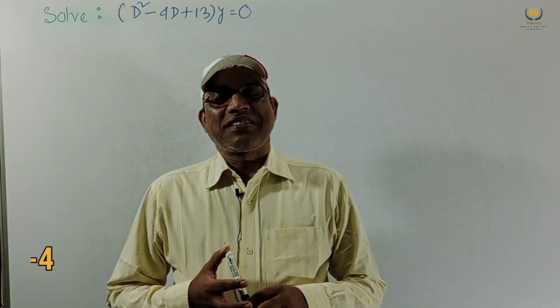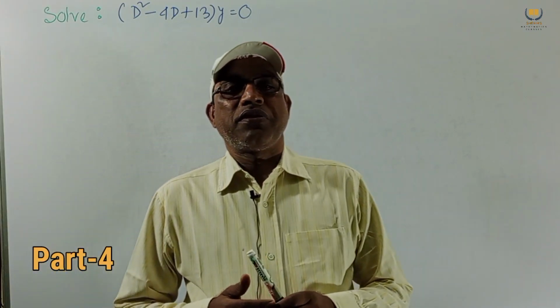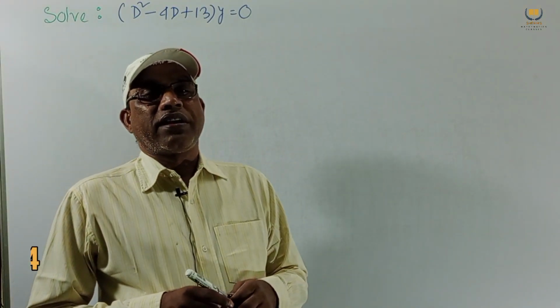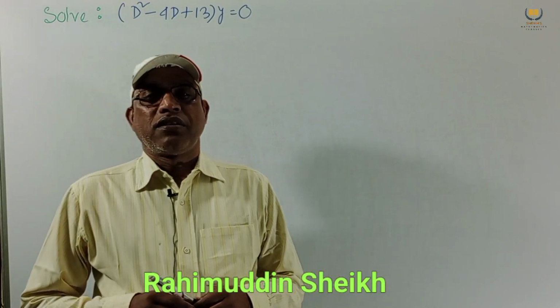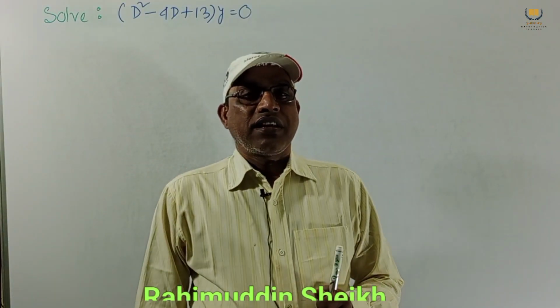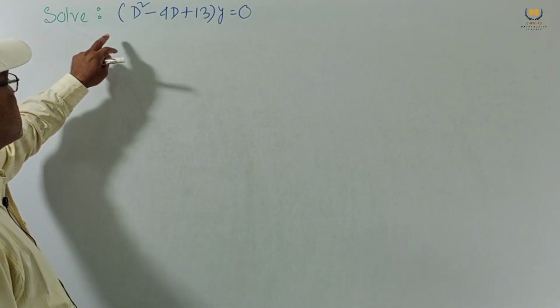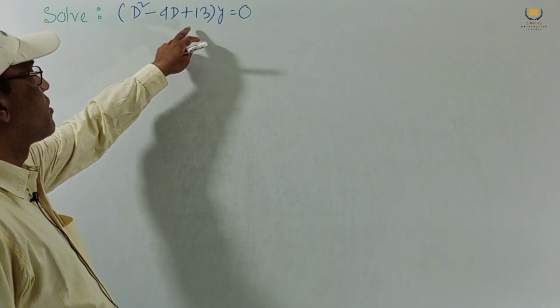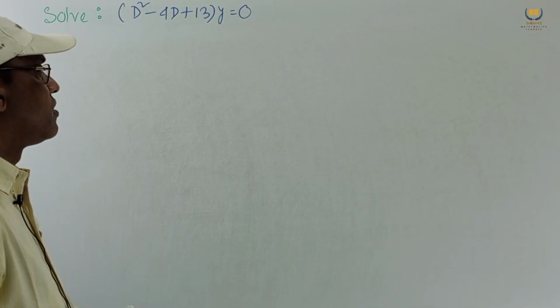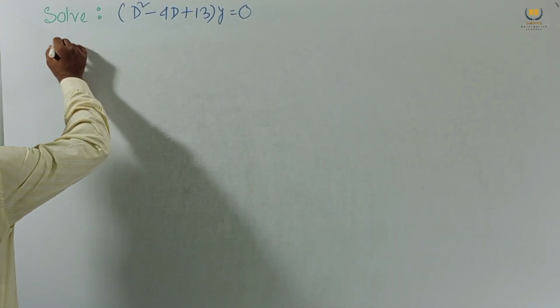Today we consider some problems. In the last video, it was given linear equation of second order with constant coefficient. Next we consider the remaining problems. These are also easy, very simple. Solve D square minus 4D plus 13 y equal to 0. We want to solve this problem.